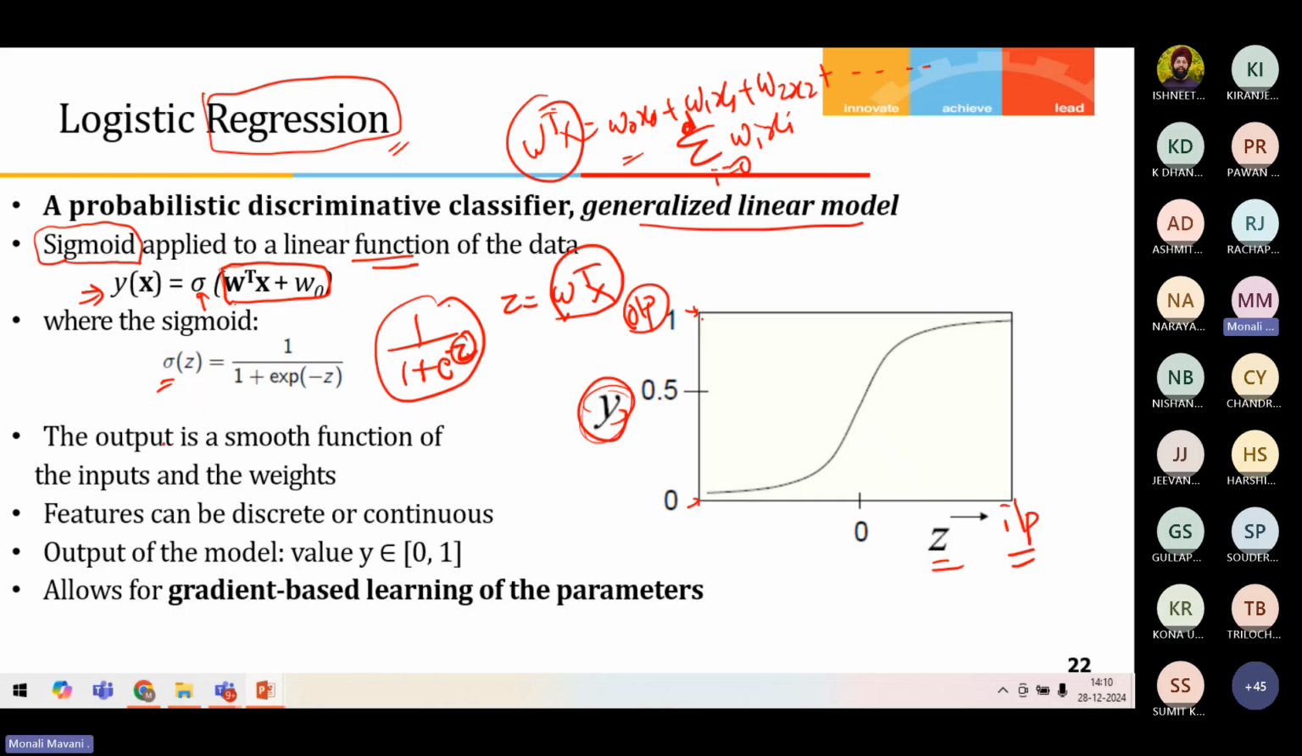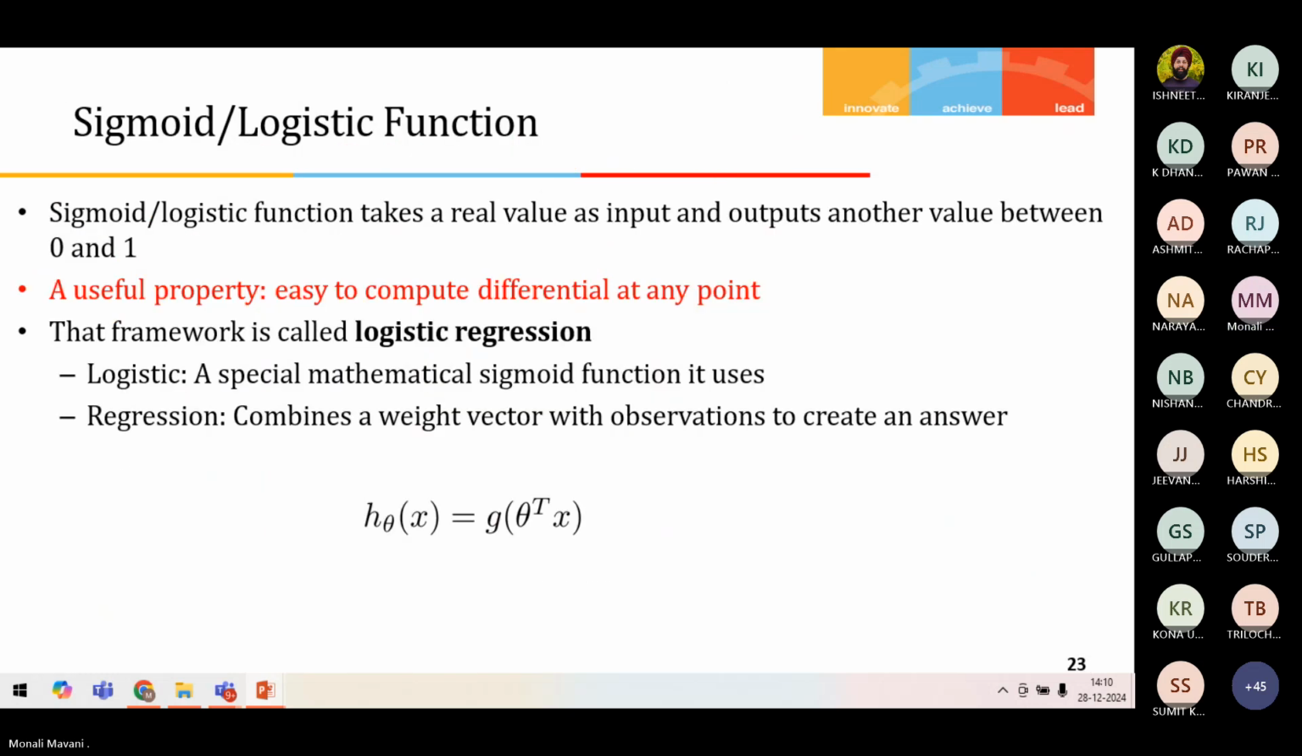I can also call the output a smooth function of inputs and the weights. This is the hypothesis function. And how do we use this function to make a decision? That's what I'll show you here. But before that, what is this logistic? Sometimes this sigmoid function is also known as a logistic function. So it's a family of functions, the logistic family of functions, I can say. And one of the functions is sigmoid.